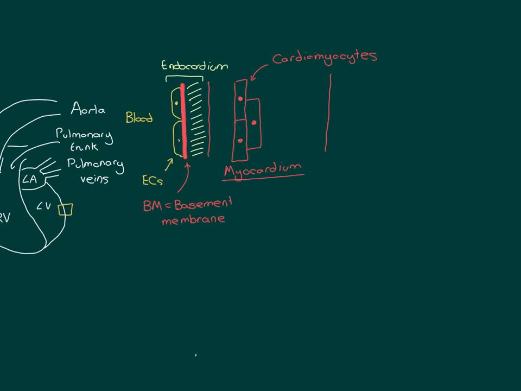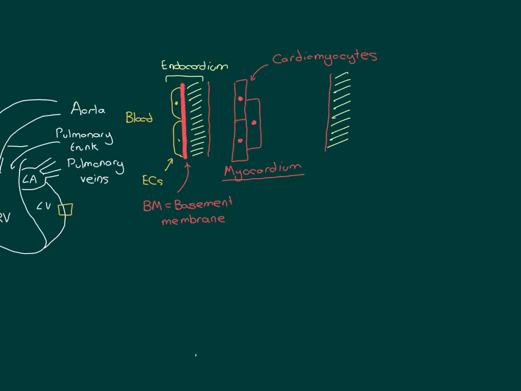So we've had the endocardium, then the myocardium, and then outside of the myocardium, you then have the epicardium. And the epicardium is basically just the mirror image of the endocardium. So you have some connective tissue, like so. And then you have a basement membrane with mesothelial cells on them. And these are again going to be squamous. These are the cells of the visceral pericardium.